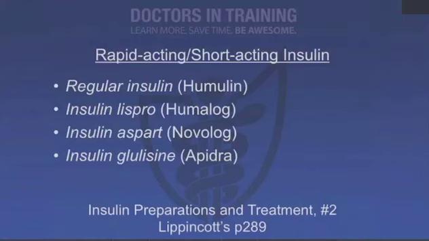So first up, rapid-acting or short-acting insulin. This includes regular insulin, insulin lispro, insulin aspart, and insulin glulisine. The four types, we have regular insulin, or sometimes called insulin R. This is packaged as 6 insulin molecules in a hexamer, in a package of six molecules together.